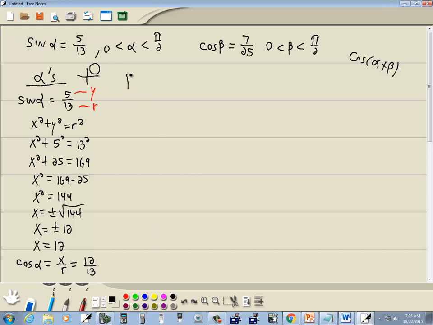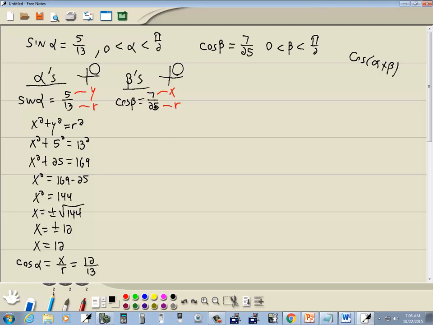Now our betas. And they said, again, it's in the first quadrant, between 0 and pi over 2, so everything's positive. So cosine beta is going to equal 7/25. And cosine is x over r. And both of these are positive. Again, if it's in quadrant 3, then these would both be negative, because going backwards, negative divided by negative would give you a positive 7/25. So very important you look at the quadrant to determine your signs.